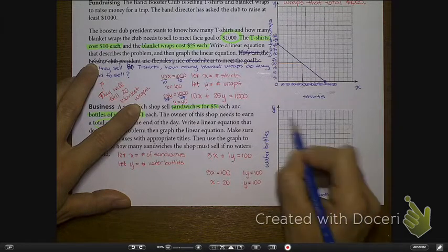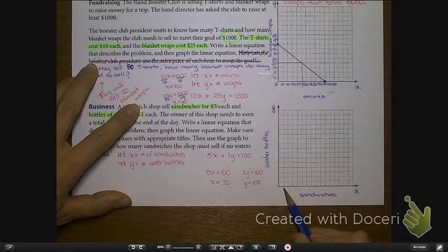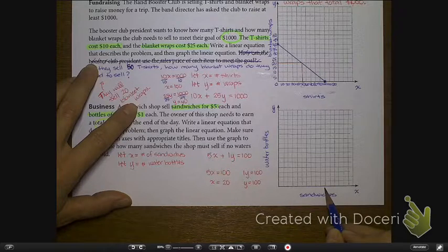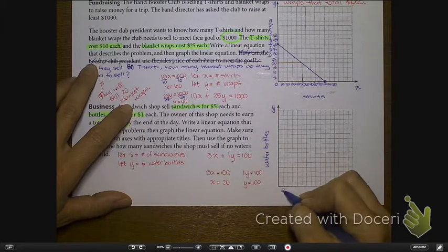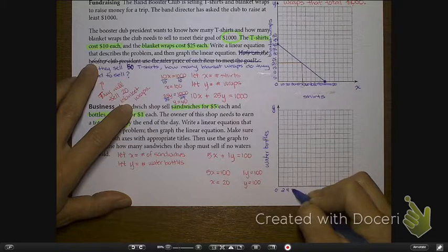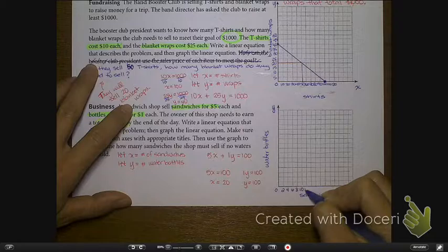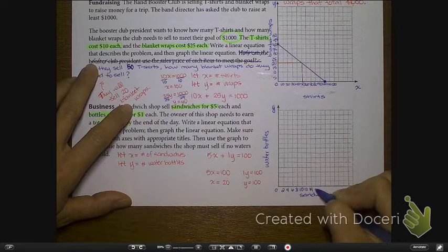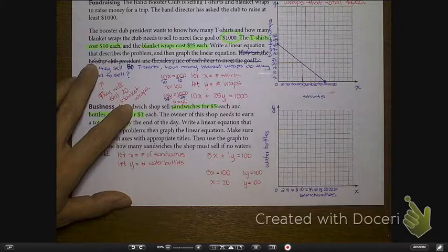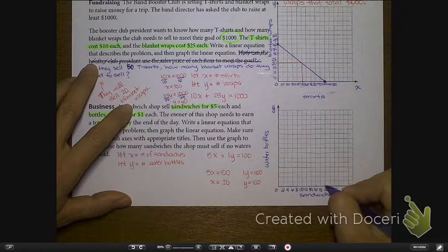So let's think about what I should scale by. I could scale by 5, 10, 15, 20. Could I scale by a smaller unit? 2. Let's see if it fits. 2, 4, 6, 8, 10, 12, 14, 16, 18, 20. Would that fit? Yeah. So let's scale by that unit. I like that better because it's taking up more of the graph. I want to utilize the graph that I have, so I'm going to scale by the smallest unit possible, which would be 2s. Now, my x-intercept is 20, so I'm going to put my x-intercept right there at 20.